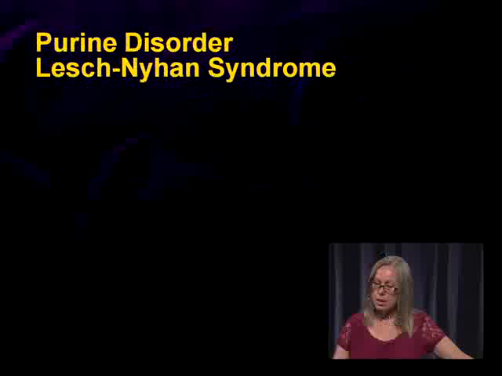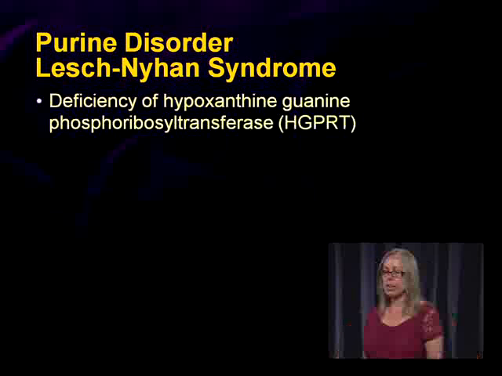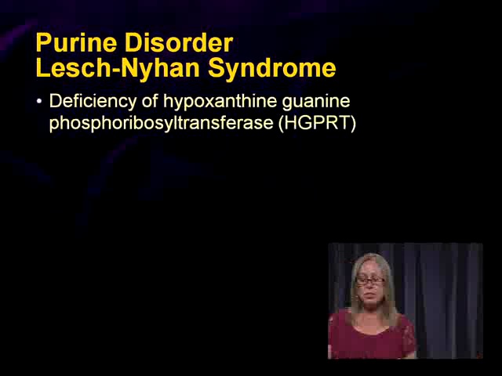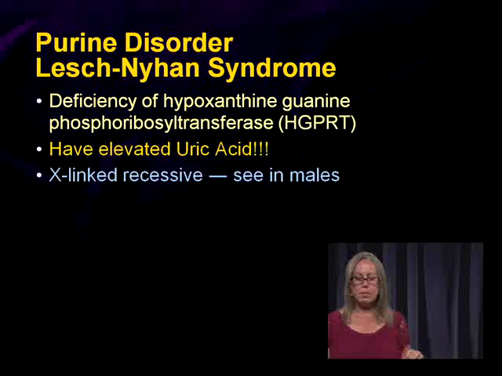Purine disorders, Lesch-Nyhan, which always seems to be a favorite of test makers. It's deficiency of hypoxanthine guanine phosphoribosyltransferase, also known as HGPRT. These people all have elevated uric acid. It is X-linked recessive, so you're going to see it in males and not females.